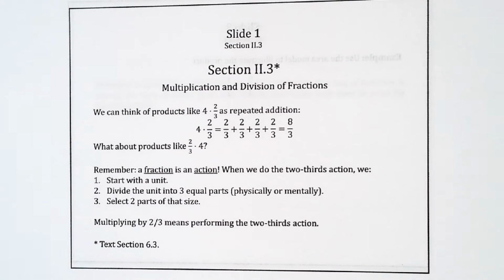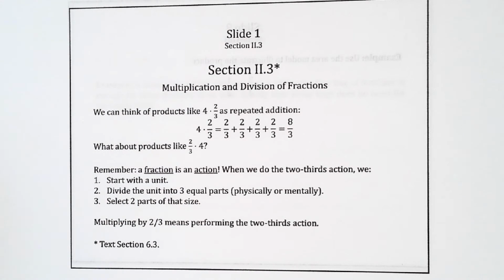We can think of a product like 4 times 2/3 as repeated addition. So 4 times 2/3 is just 4 2/3s: 2/3 plus 2/3 plus 2/3 plus 2/3, which is 8/3. So it's repeated addition, just like we talked about with whole numbers. But what about a product like 2/3 times 4? Okay, I can't do that in terms of repeated addition exactly.